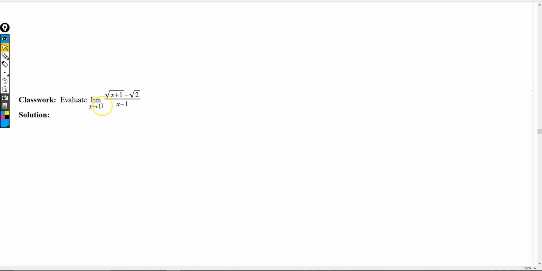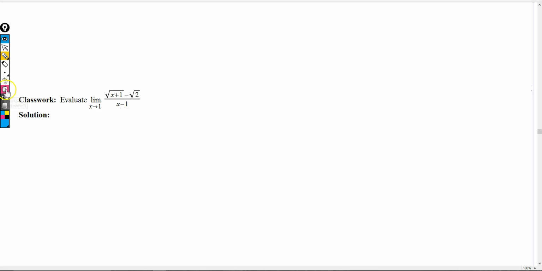Now I would encourage you to try this one on your own. So, assuming that you've done that, I'm going to go over the answer now. If I put 1 in for x, what we get is the square root of 2 minus the square root of 2. So that's 0 over 0. Yep, so it looks like this has a chance to exist, and we see a square root minus a number in the numerator. That's an indication of the rationalization technique.